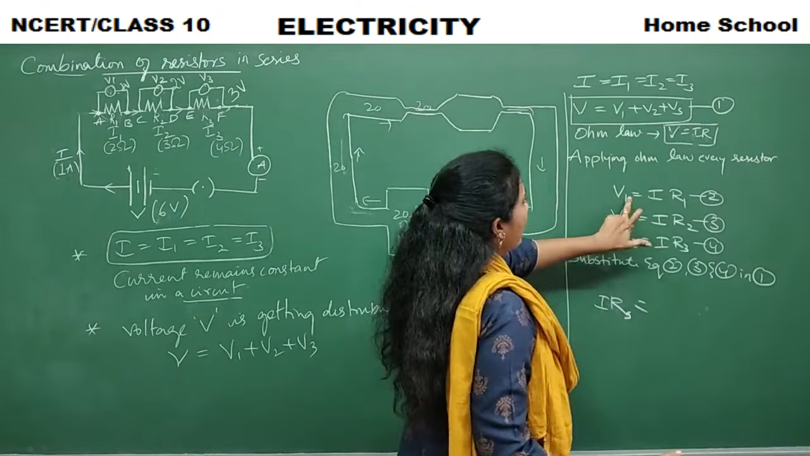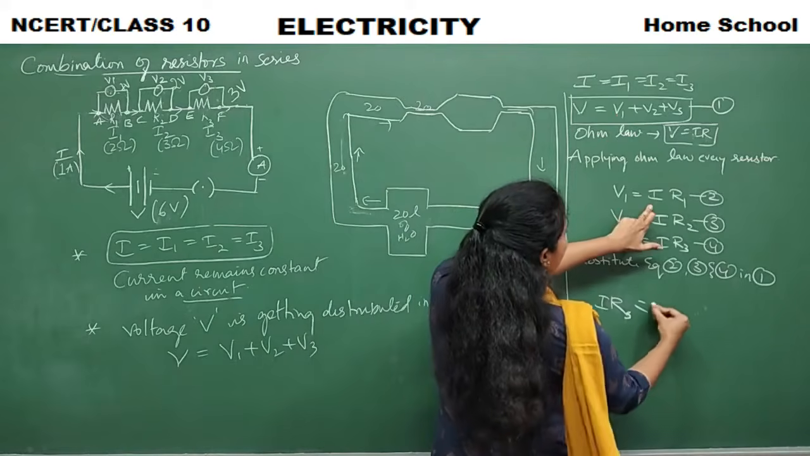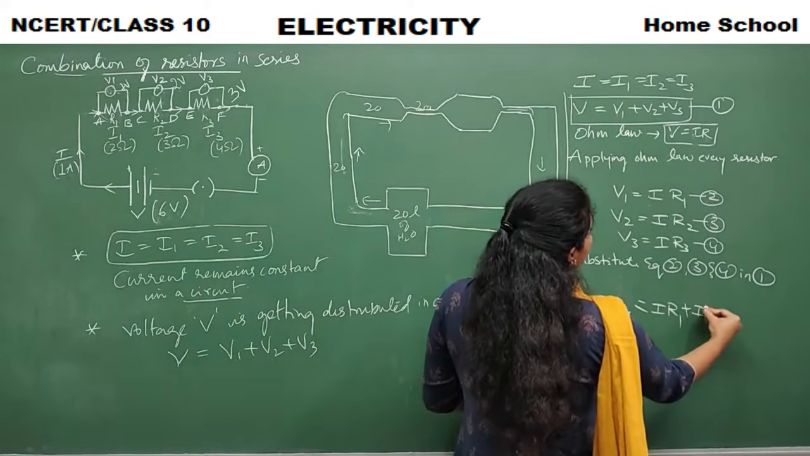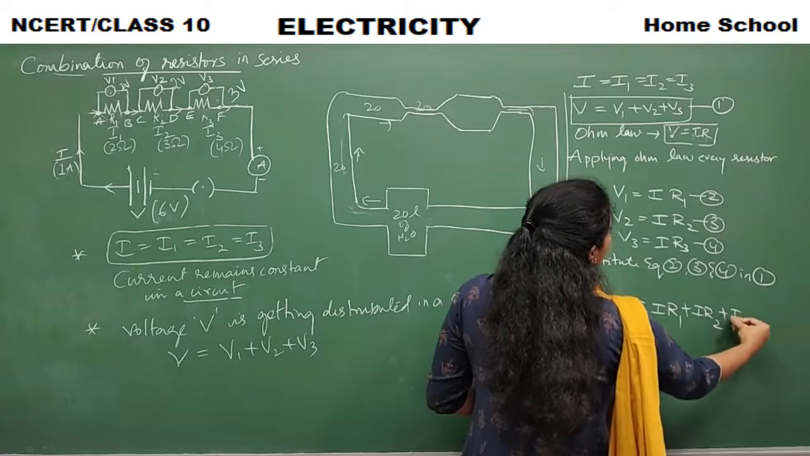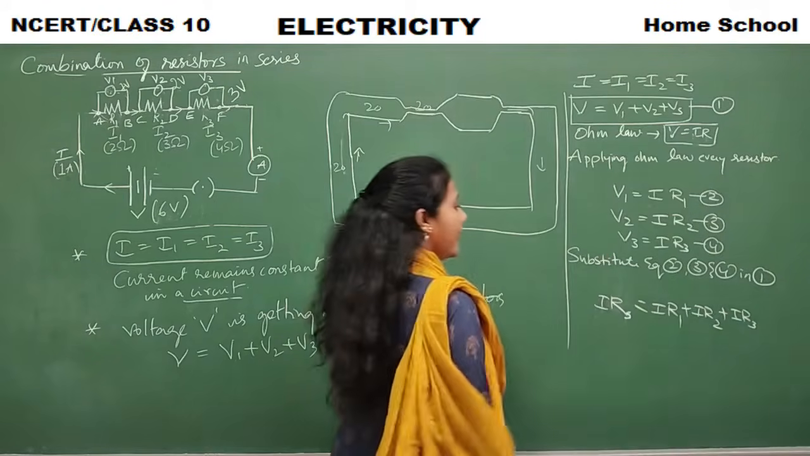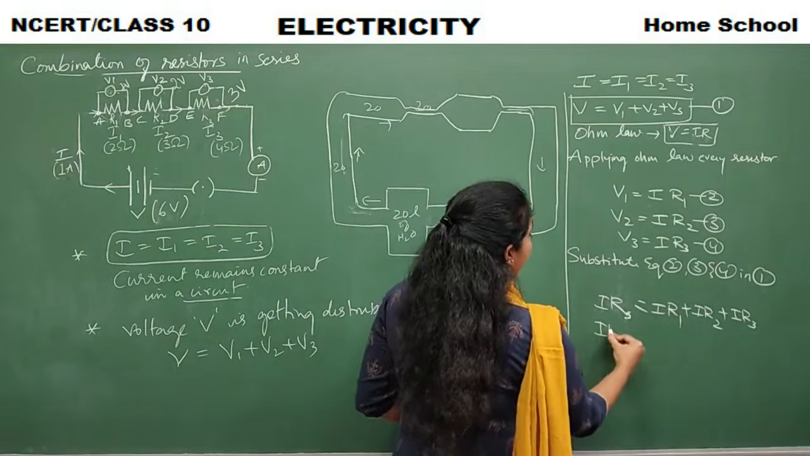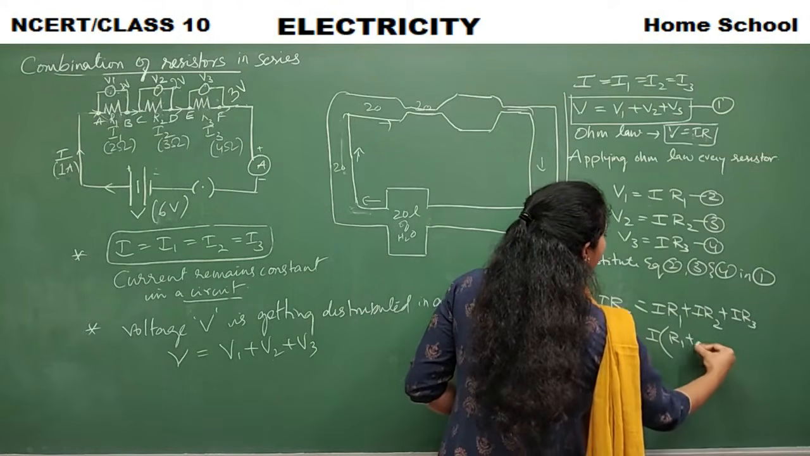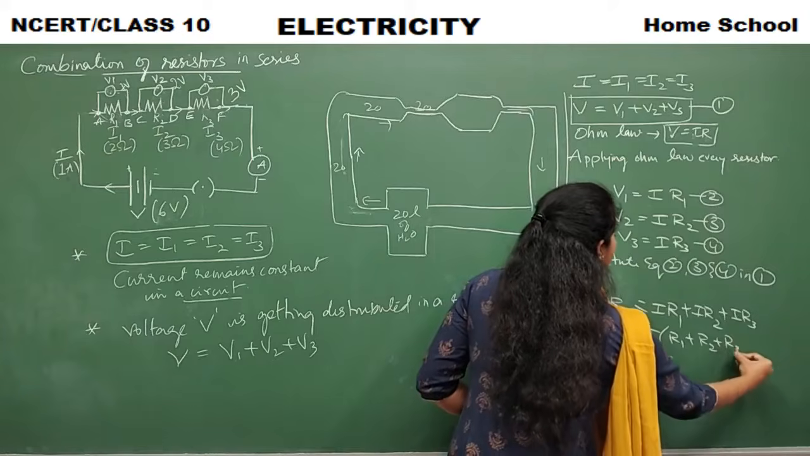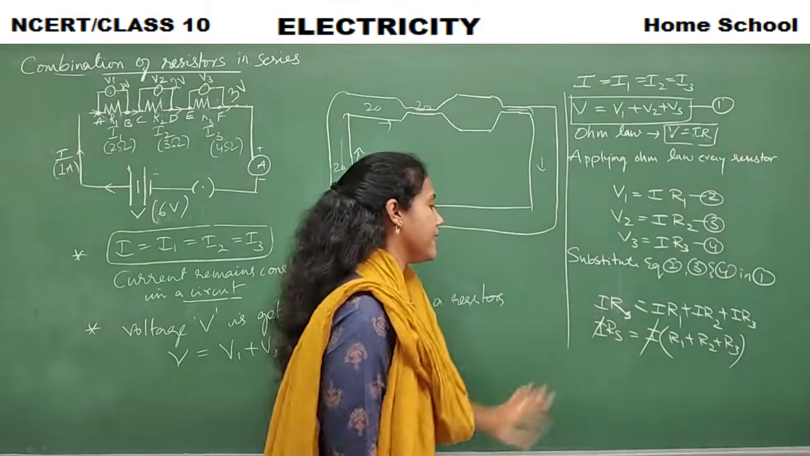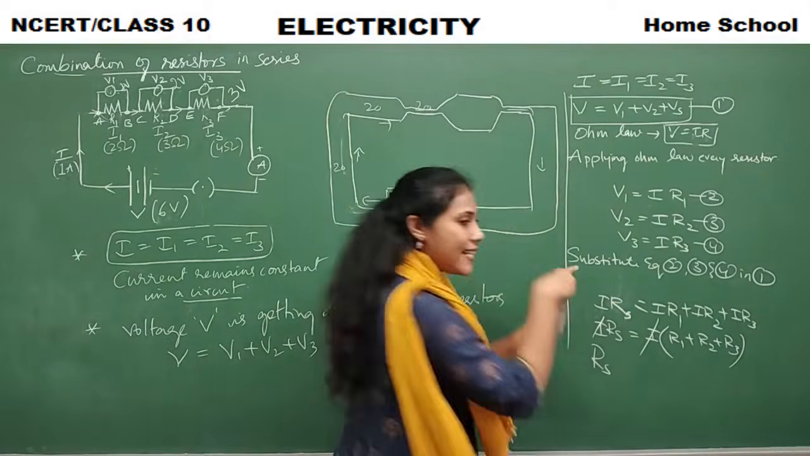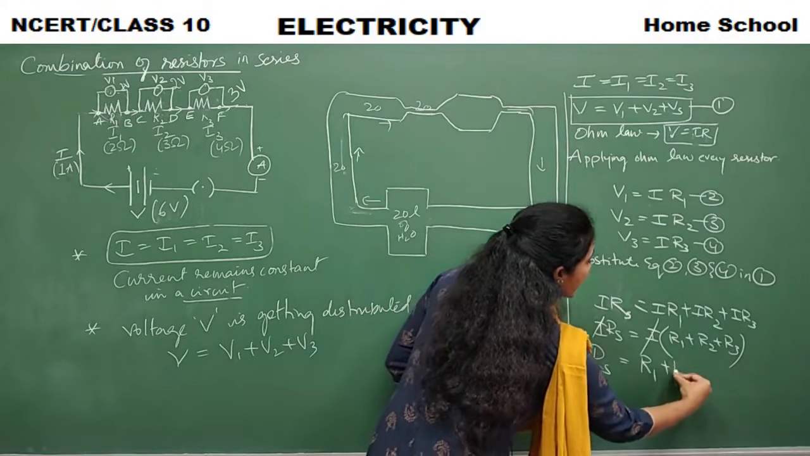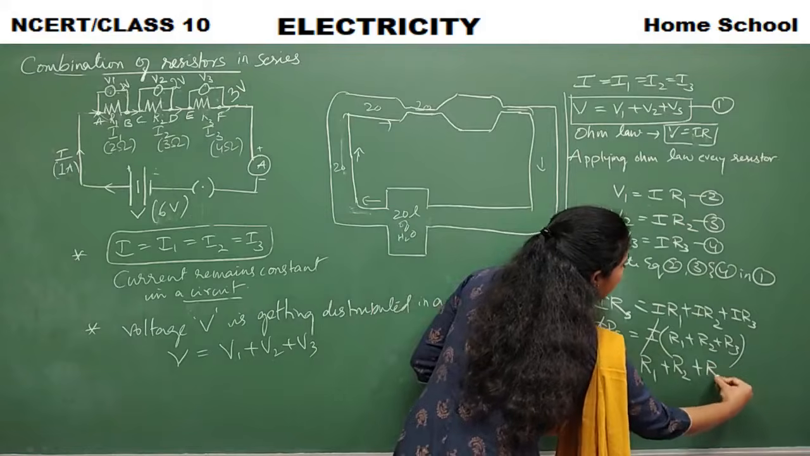Now what is V1? V1 is IR1, right? And what is V2? V2 is IR2. V3 is IR3, right? And what do you get? IRS is equal to I common, so you get R1 plus R2 plus R3, right? And this I cancels. So what is your total resistance in series combination? It is the sum of the individual resistances of the resistors.